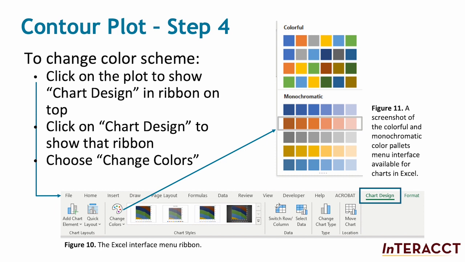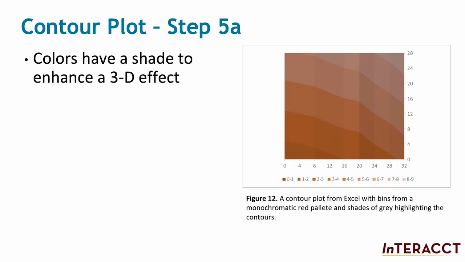To make those changes, click on the plot first, which will show chart design in the ribbon above. Then click on that to show a bar of options including change colors. Clicking on that brings up the color patterns available, and you can see the red monochromatic pattern was chosen. The result is shown here.